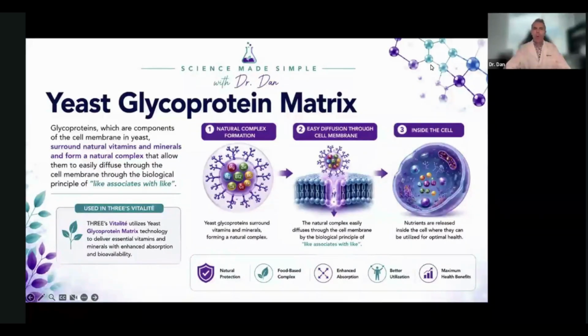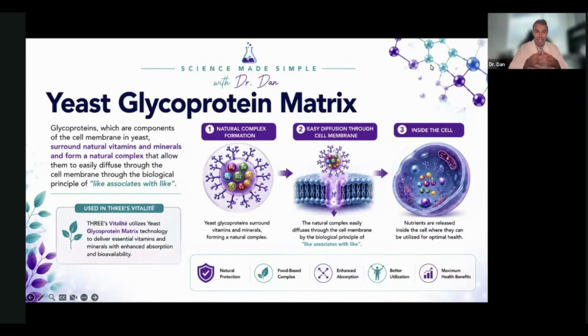The first technology is what we call our yeast glycoprotein matrix technology. Now, we use this on the vitamins and minerals in our Vitalite product. And when we were formulating Vitalite, what we noticed is a lot of these vitamins and minerals are not bioavailable and they don't have high cellular absorption. And so when we were looking at different things of what could we do to encapsulate these vitamins and minerals, we found that there's this technology called a yeast glycoprotein matrix technology. And there are molecules called glycoproteins. They're actually part of the cell membrane from yeast.